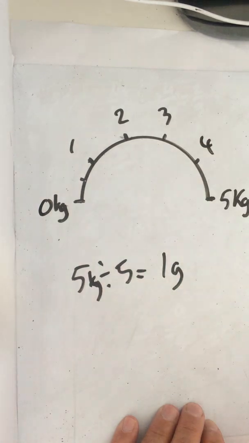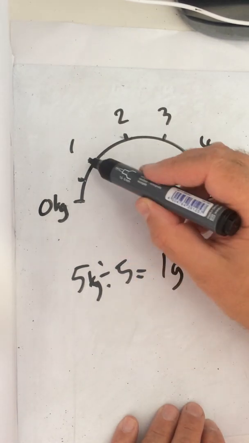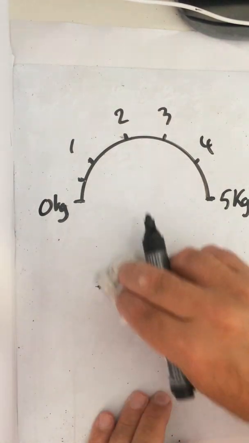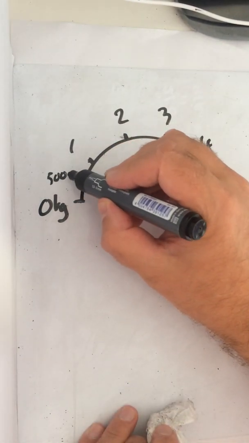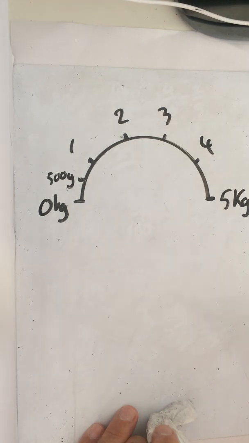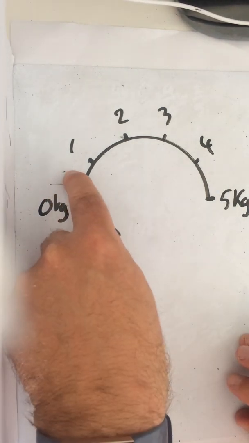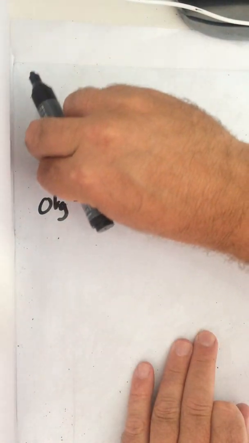And then you might be asked, what would this point here be? It's between 0 and 1 kilogram. I'll give you a clue: 1,000 grams in a kilogram. So this is going to be 500 grams, isn't it? 500 grams. We'll do more where we're splitting them up into different parts later.